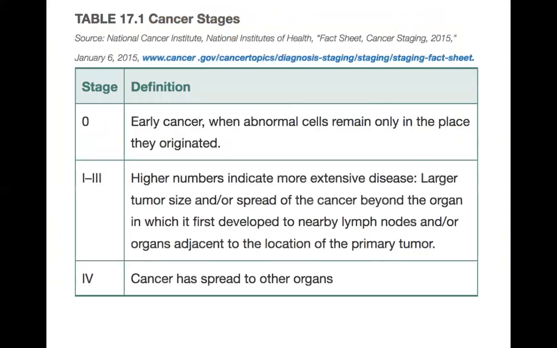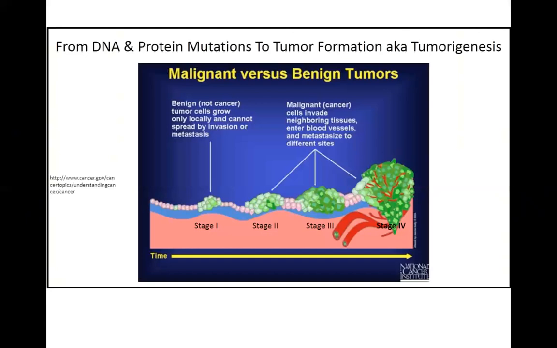These are the different stages. Stage 0, early cancer, is when abnormal cells remain only in the place they originated. So they are only there and they have not metastasized. This is a good stage to be in. Stages 1 through 3 mean that they're starting to move throughout the body. And stage 4 means that cancer has spread to other organs. So, this is a really good graphic here. Stage 1 is basically that it's starting to metastasize. Stage 2 is it's moving through the body. And then here's stage 4. This is a great graphic.